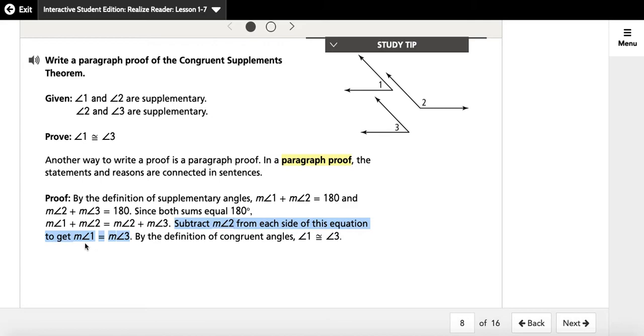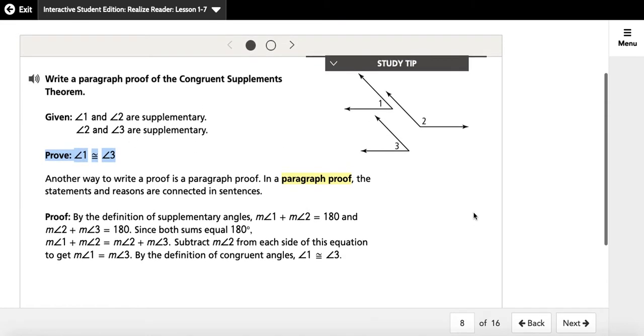And now we're at the point, since we have the measure of angle 1 equals measure of angle 3, by definition of congruent angles, those two angles must be congruent, and that's what we were trying to prove. So we're done. Okay, that's a paragraph proof of the congruent supplements.